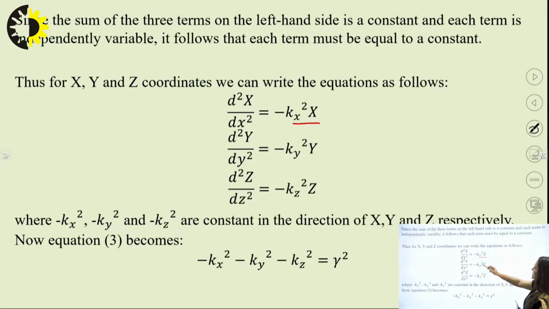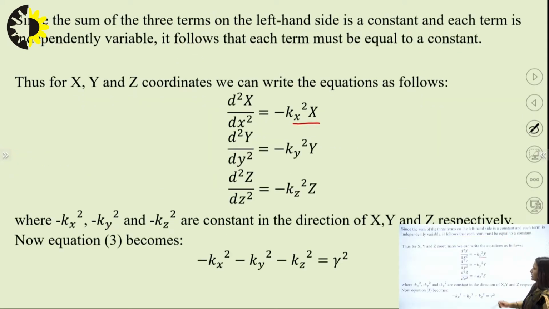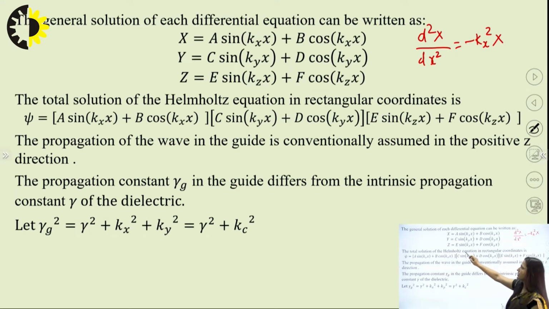And the second equation, d square y upon dy square is equal to minus ky square y. So the solution of this equation will be y is equal to c sin ky y plus d cos ky y. Similarly, d square z upon dz square is equal to minus kz square z. The solution of this equation is z is equal to e sin kz z plus f cos kz z. Here a, b, c, d, e and f all are constants.